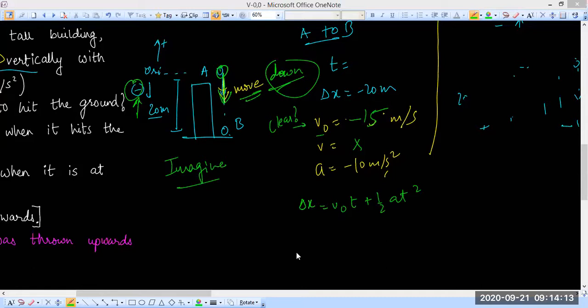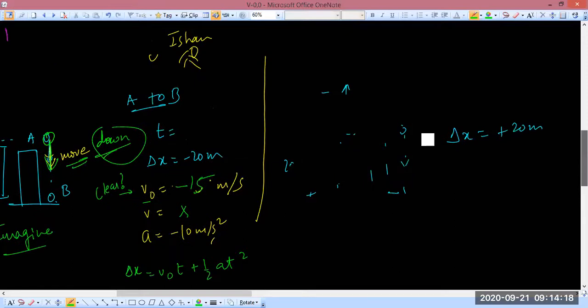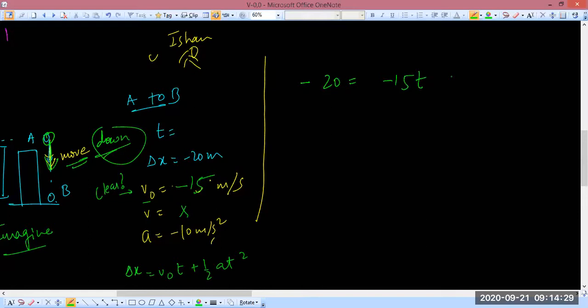Okay, let's solve this equation. Minus 20 is equal to minus 15t plus 1 by 2 minus 10 t square. You can remove the minus and cancel by 5 from everywhere. So this is what you will get.